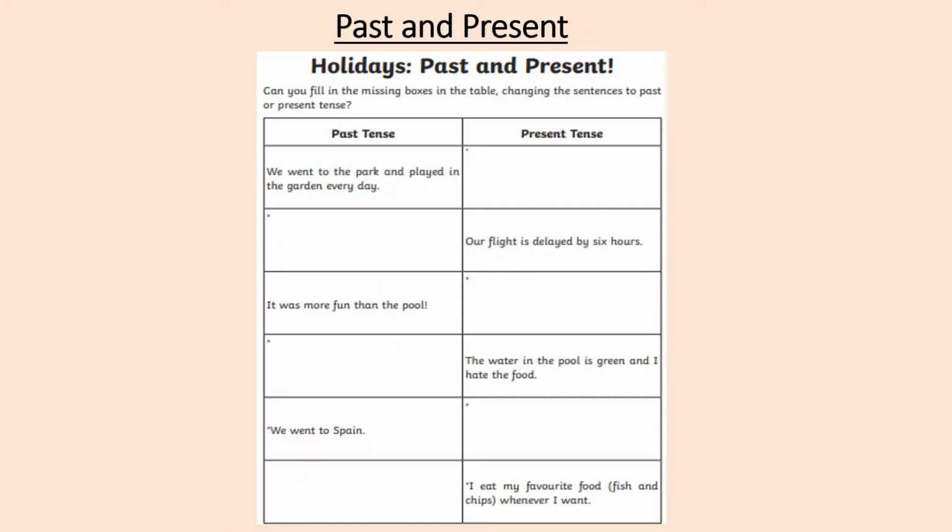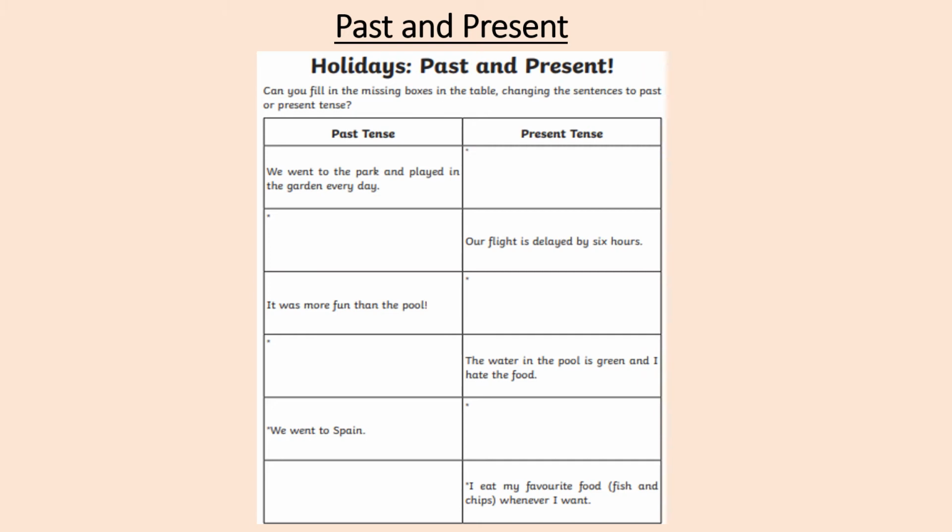So now we're going to move on to past and present. So at the top it says, can you fill in the missing boxes in the table, changing the sentences to past or present? Okay, well, we don't need to fill them in on the table because you're just going to use a piece of paper. So on the left-hand side, we have got the past tense, and on the right-hand side, we've got the present tense. See if you can tell your grown-up what the past tense means and what present tense means.